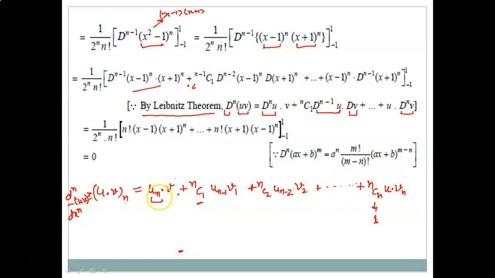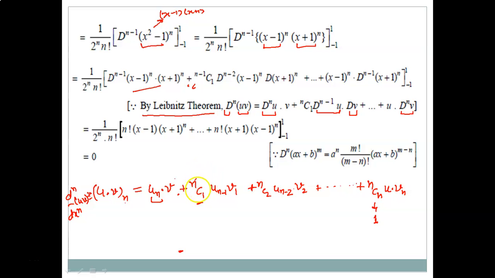In place of this, you will write u(n-1), that means the n minus 1th derivative of u, and the first derivative of v. Then here you will write (n-1)C1. Here it will be n minus 2, and here it is v1. It is (n-1)C2. It will be n minus 3, and this is v2. And like that we can find. Finally, we will have (n-1)C(n-1) when you are going to find the n minus 1th derivative.